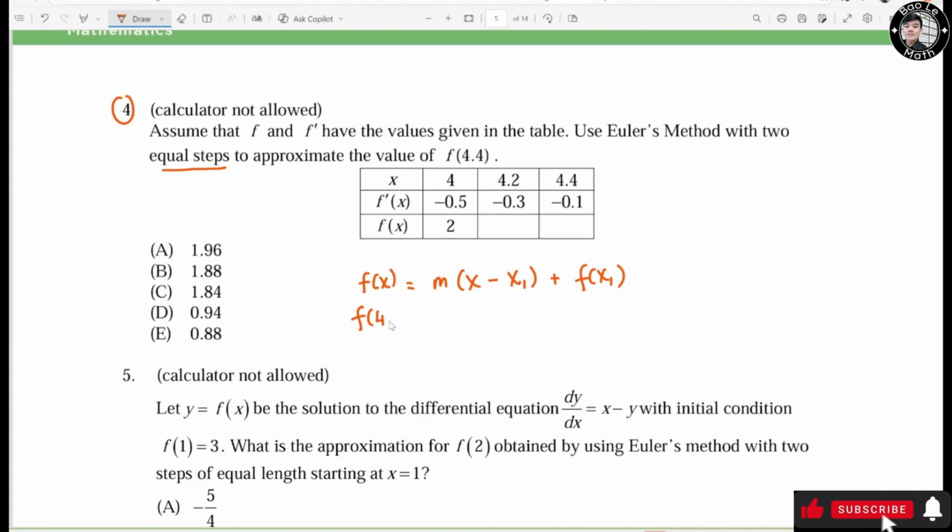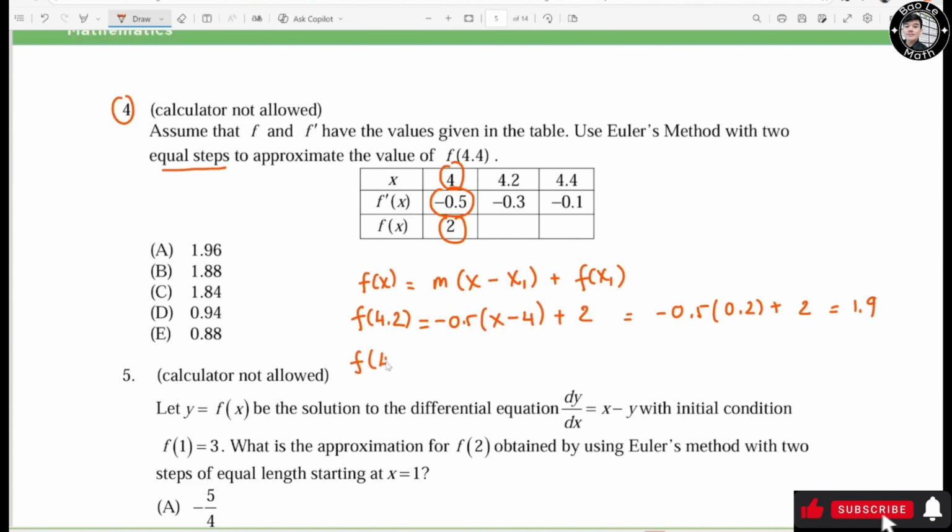f of 4.2 equals the slope, which is negative 0.5 right here, right? Times s minus s1, but s1 equals 4, right? Plus f of s1, actually 2 right here, right? So f of 4.2, substitute 4.2 for s over here, we have negative 0.5 times 0.2 plus 2, right? So it could be 1.9, right?